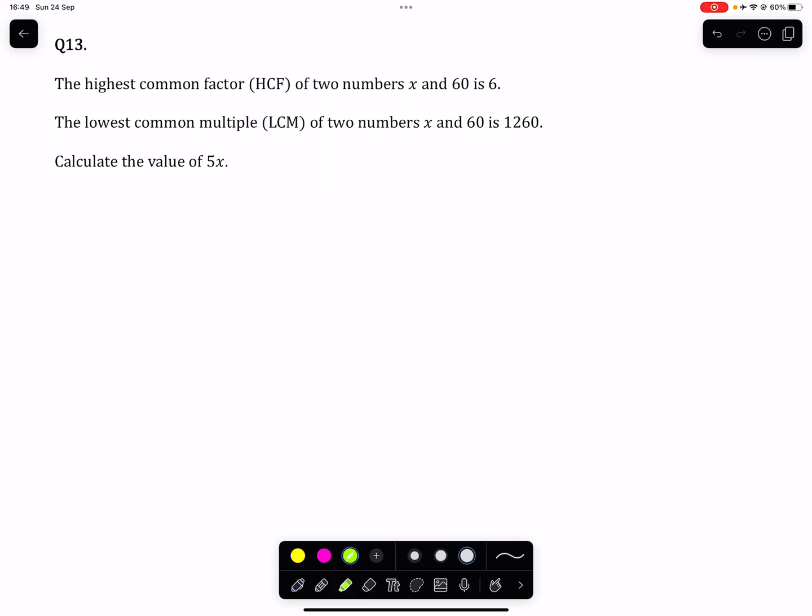Question 13. We're told that the highest common factor of two numbers, x and 60, is 6. And we're told that the lowest common multiple of the same two numbers, x and 60, is 1260. And our final answer is asking us to figure out, once we figure out the value of x, multiply it by 5. So, highest common factor, lowest common multiple.